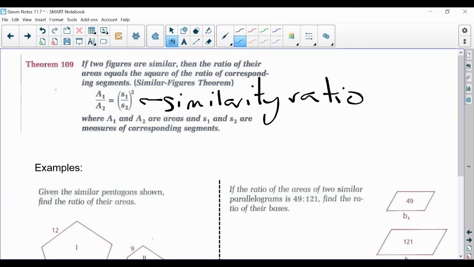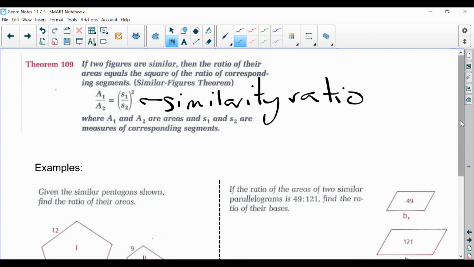So A1 and A2 are the areas, S1 and S2 are measures of corresponding segments. Now, they're very careful to say segments and not sides because you could be looking at circles, which don't have sides, but they also could look at things like the lengths of altitudes or medians drawn from corresponding vertices, or corresponding chords in circles or something like that. So they're just corresponding segments.